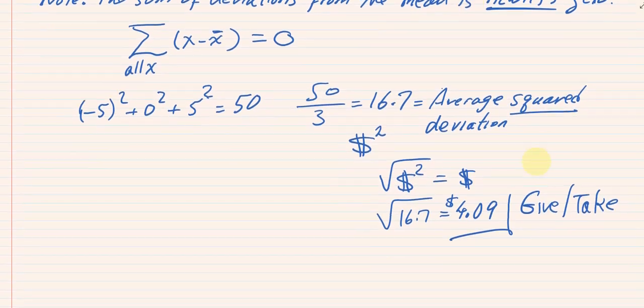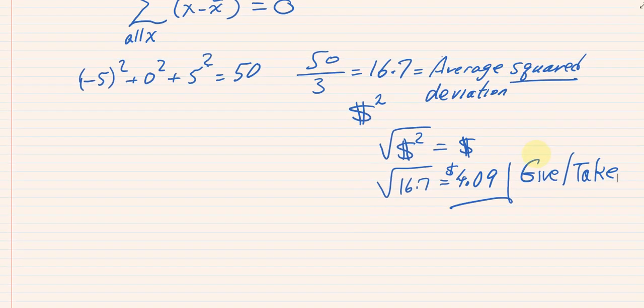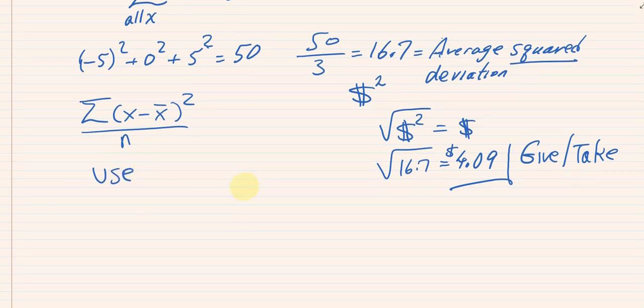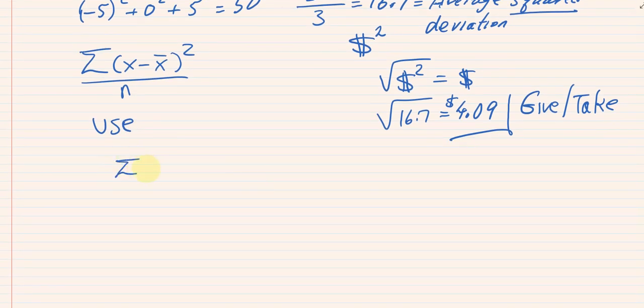So now let's formalize our formula here. Here's what we just did. We did sigma x minus x bar squared, and we divided it by n, didn't we? Now, I hate to say this, but this is kind of like magic, something that we need to do. Rather than dividing the sum of square deviations, the numerator, by n, the sample size, because there are n deviations, we're going to use this formula. We're going to go sigma x minus x bar squared over not n but n minus 1.